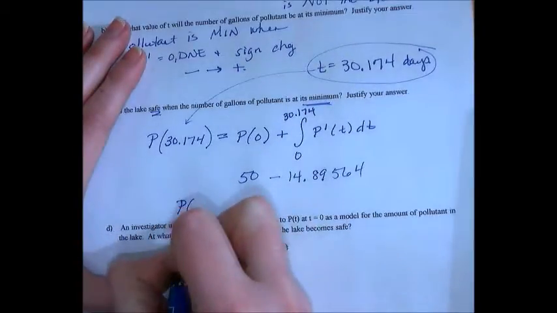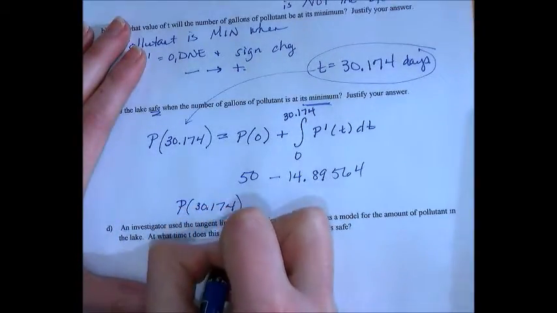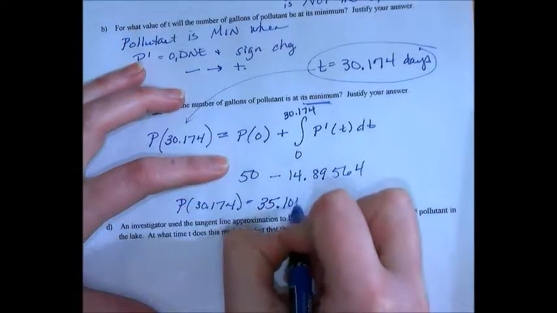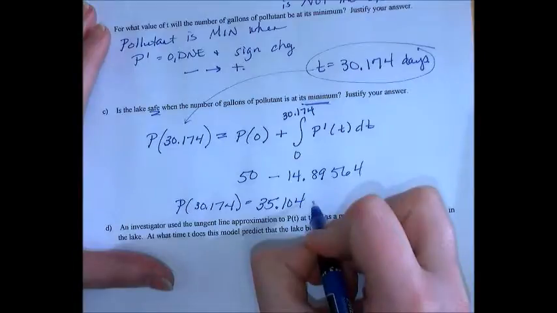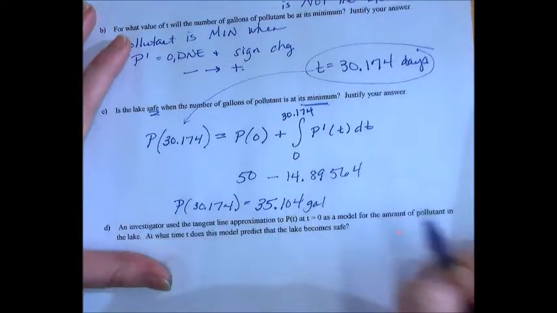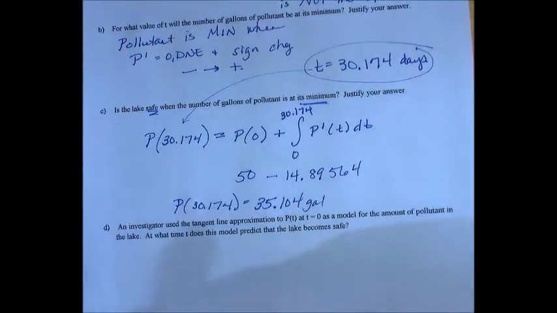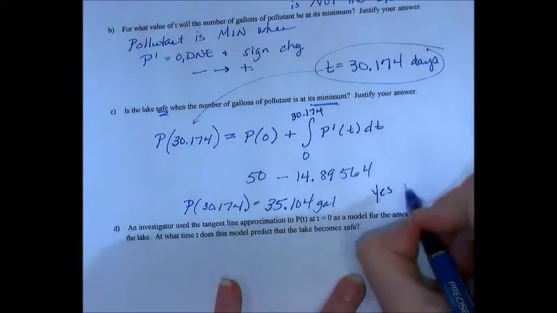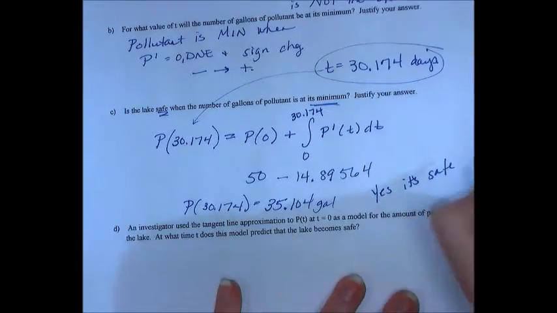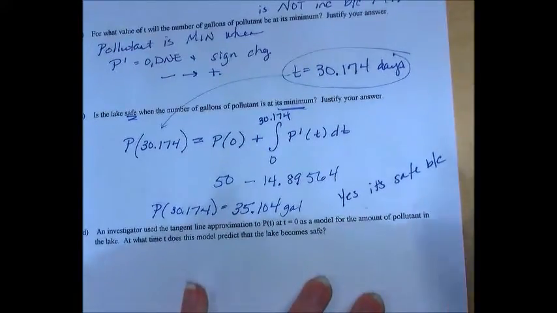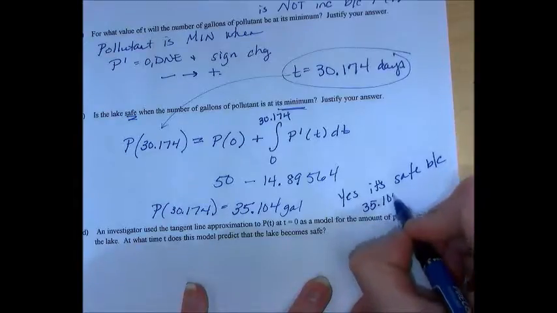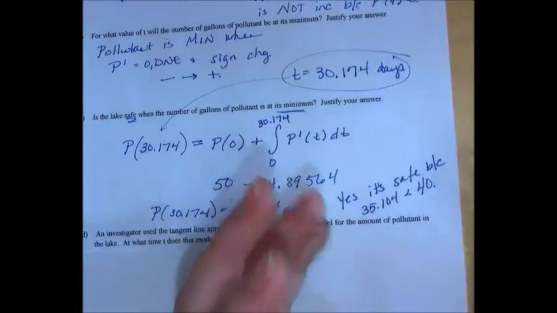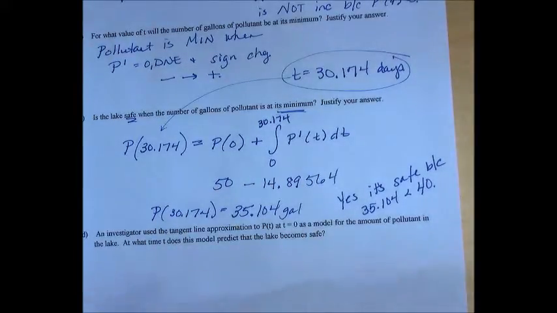So now the pollutants at 30.174, if I just subtract these, I've got 35.104, and the pollutants are measured in gallons. Now, make sure you answer the question. Is the lake safe? Yes, it's safe because 35.104 is less than 40. 40 is that safe number. You want to make sure you get that comparison in there, okay?